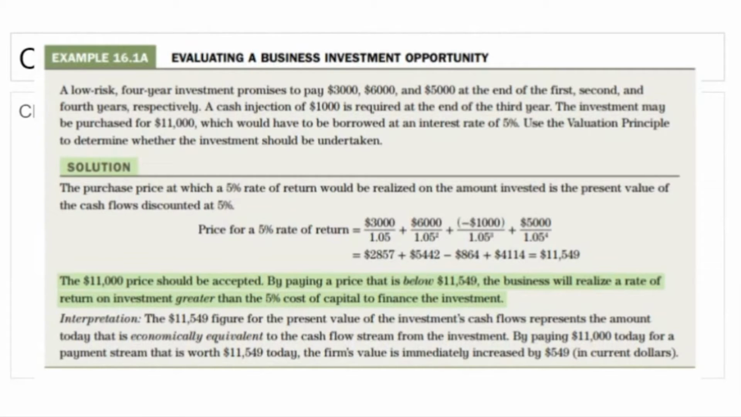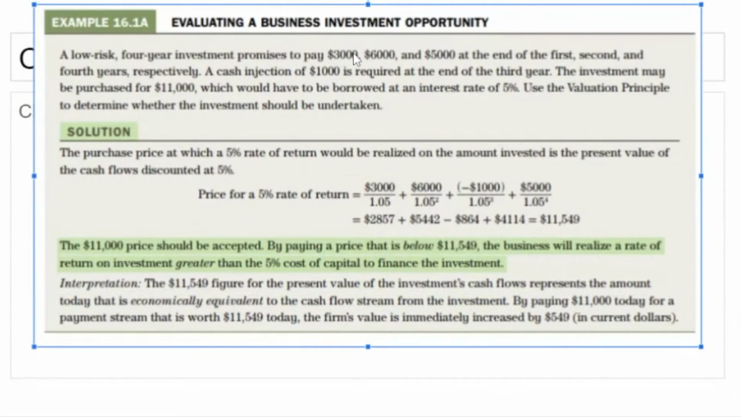So a cash injection of $1,000 is required at the end of the third year. The investment may be purchased for $11,000, which would have to be borrowed at an interest rate of 5%. Use the valuation principle to determine whether the investment should be undertaken. So really here, we've got to think about drawing a timeline. Now, I don't have a timeline drawn here, and I probably should. So I'm going to do this on the fly now.